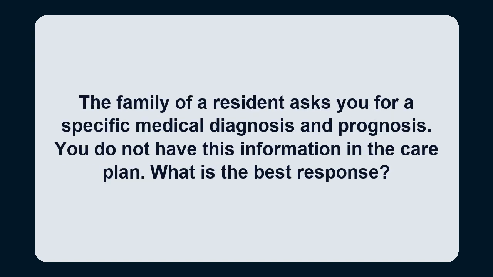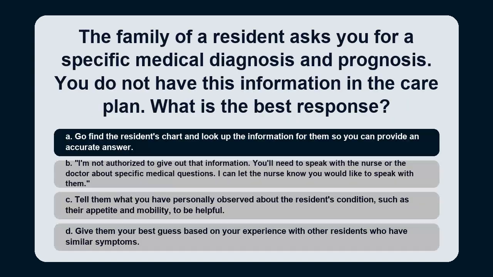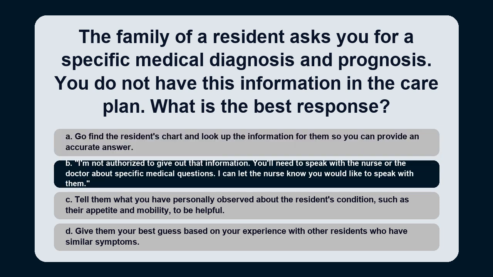Question 6. The family of a resident asks you for a specific medical diagnosis and prognosis. You do not have this information in the care plan. What is the best response? Option A, go find the resident's chart and look up the information for them so you can provide an accurate answer. Option B, I'm not authorized to give out that information. You'll need to speak with the nurse or the doctor about specific medical questions. I can let the nurse know you would like to speak with them.